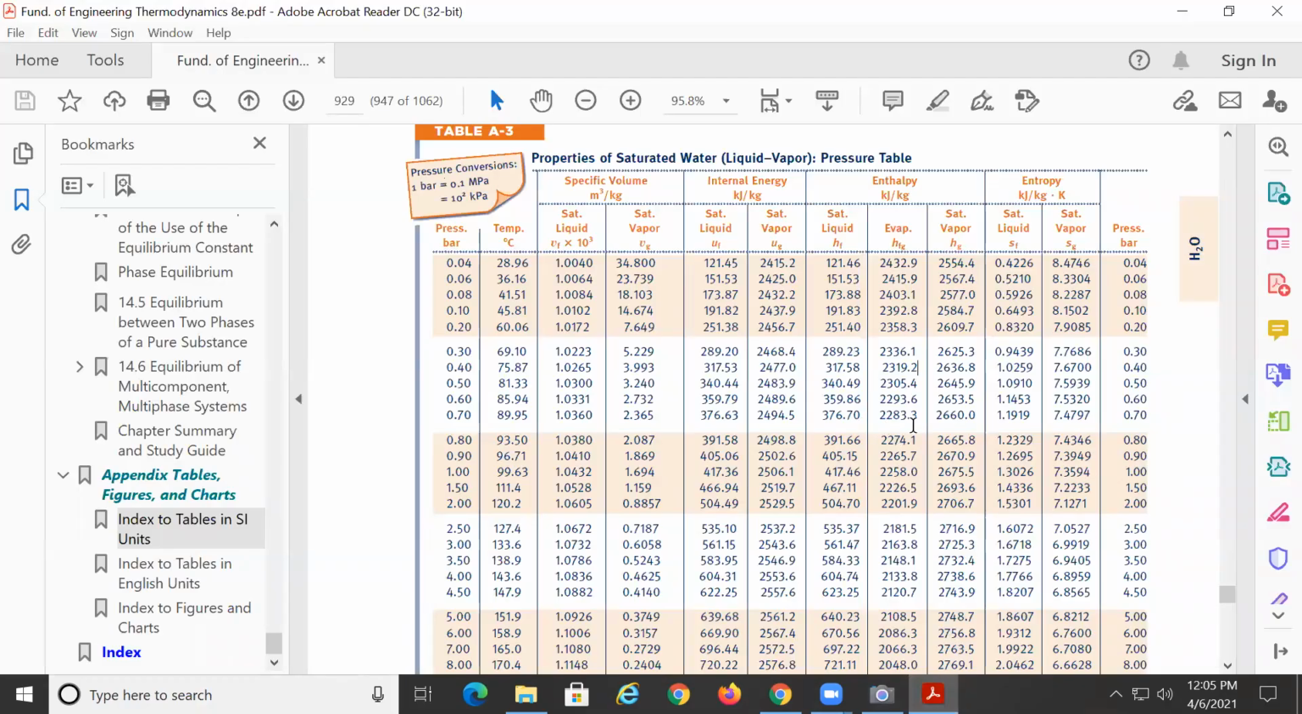So over here, I would like somebody to do S fluid will be 1.1919 plus 1.2329. 1.2124.